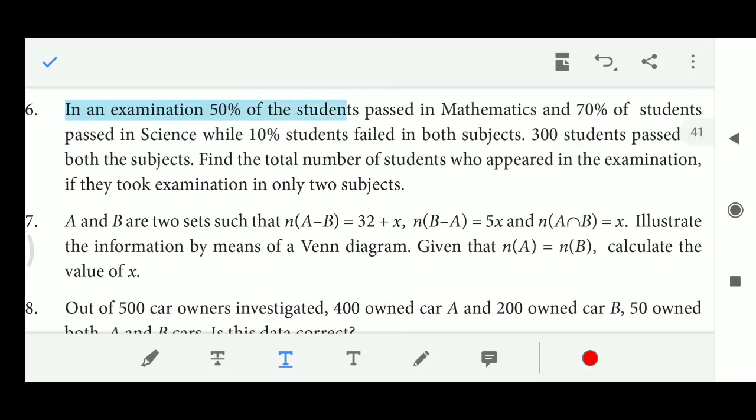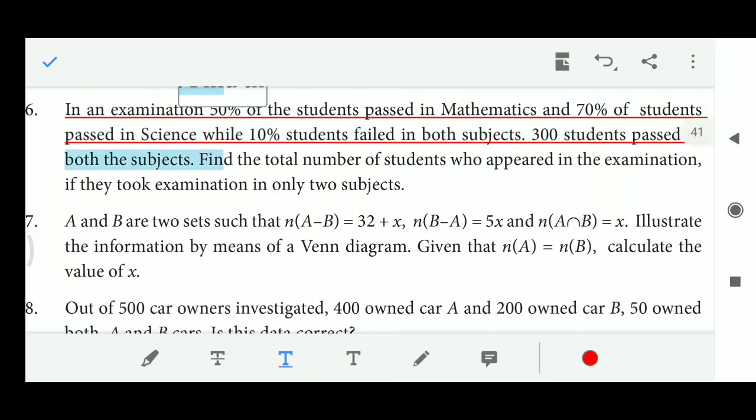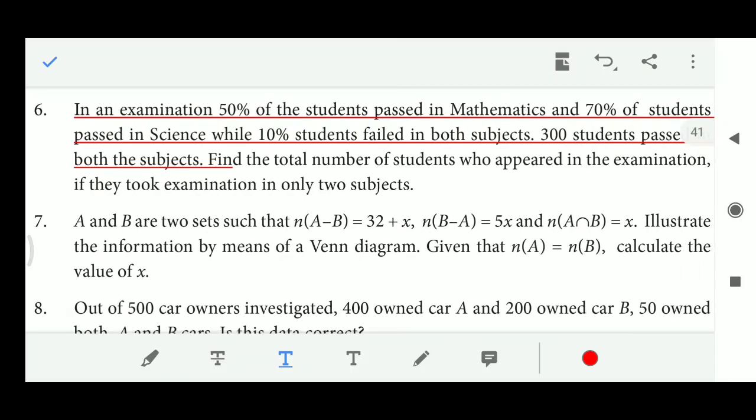Next, we are going to see the sixth problem from the exercise. In an examination, 50% of the students passed in mathematics and 70% of the students passed in science, while 10% failed in both subjects. 300 students passed in both the subjects. Find the total number of the students who appeared in the examination if they took examination in only 2 subjects. In this question, 2 things are given. One is the pass percentage, the other one is the fail percentage.